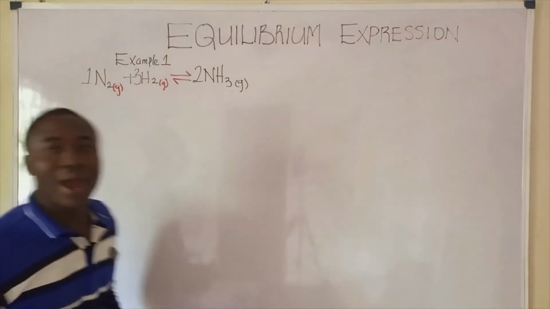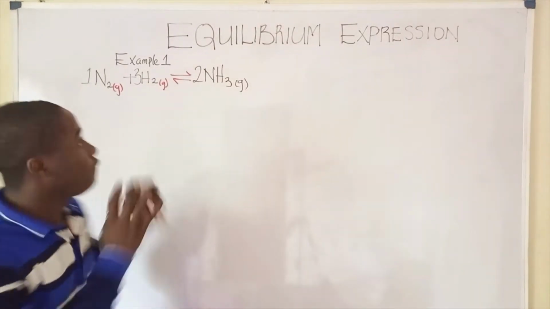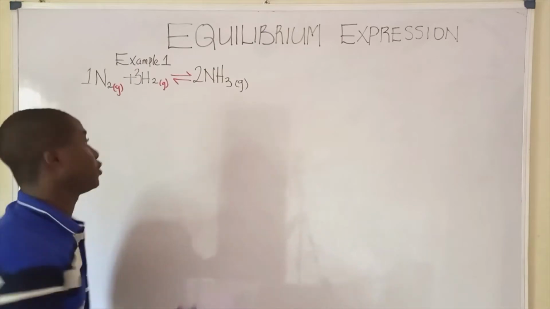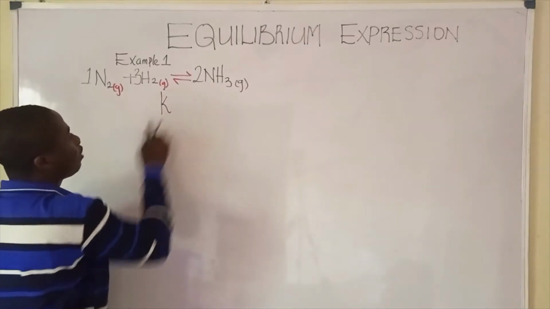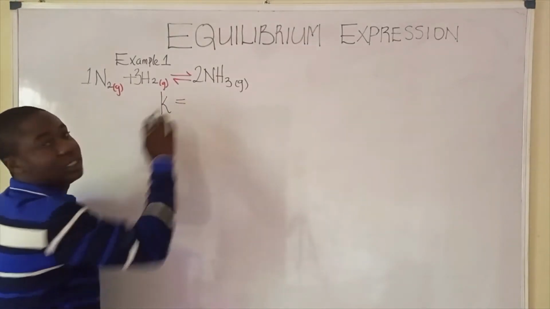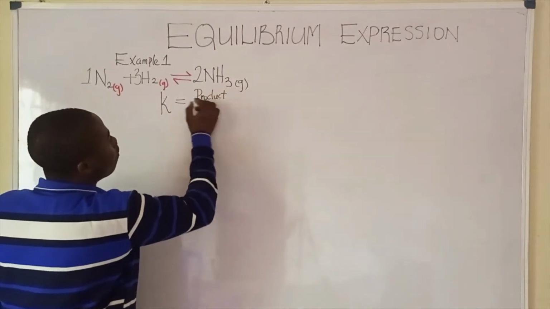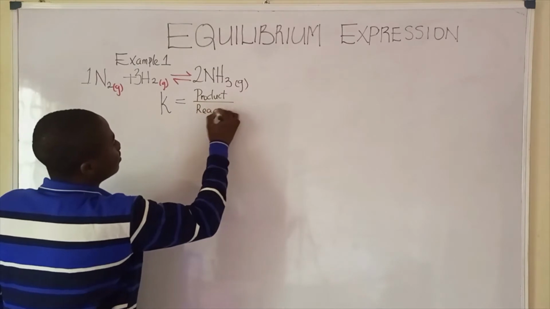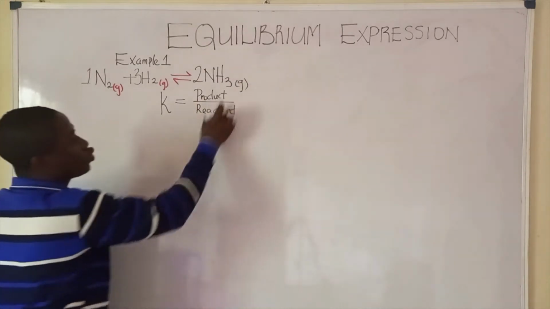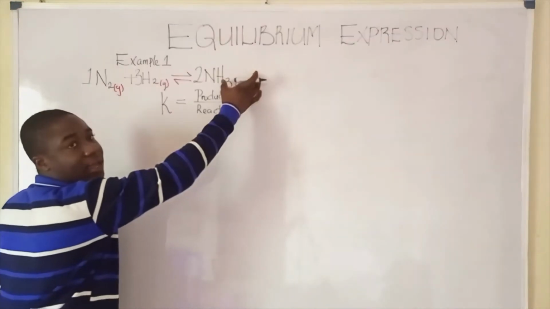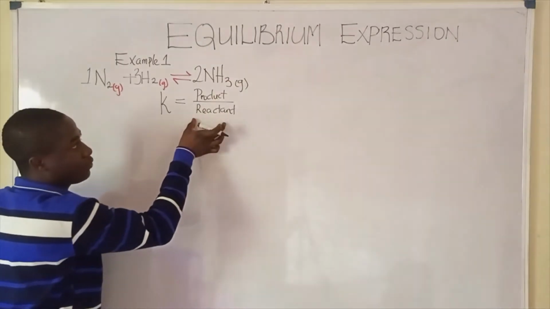Now basically, to write the equilibrium constant expression for this reaction, that is the mass action expression, is simply done by a formula which is K equals the product over the reactants. So ammonia here, NH3, is the product over the reactant.